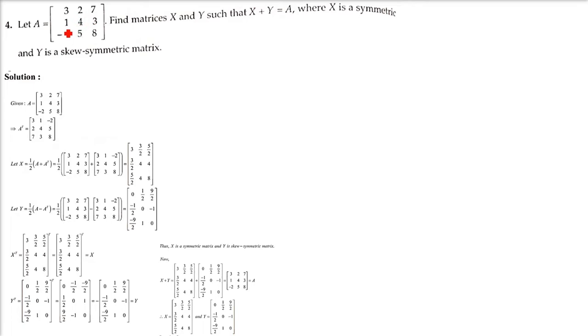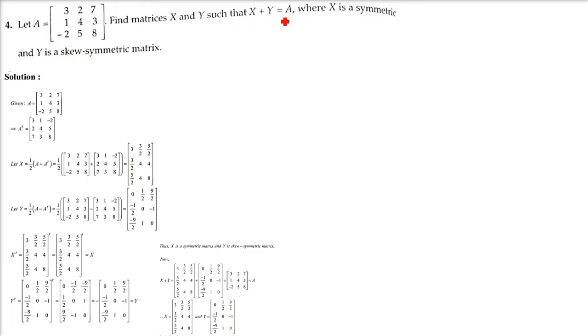If A is this, find matrix or matrices X and Y such that X plus Y equals A, where X is symmetric and Y is skew symmetric. Now, how do we do this? The next question I will do it properly. Here I am going to give you an idea. How do we do it?